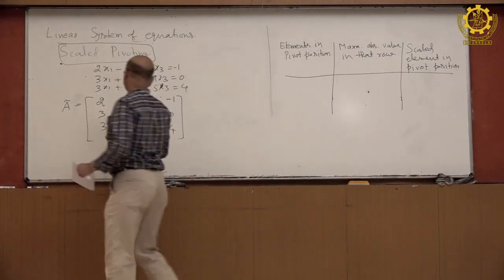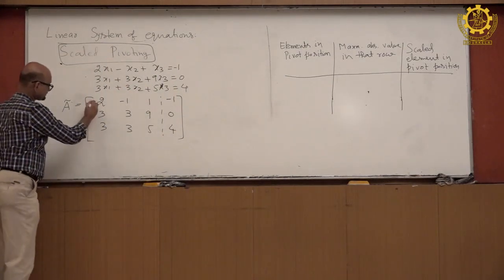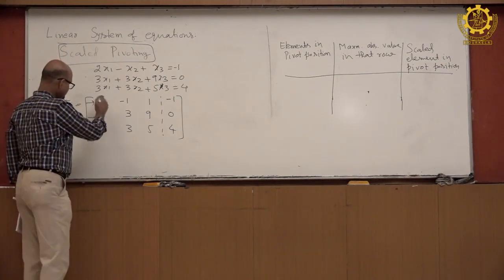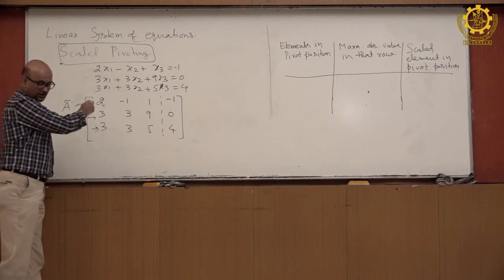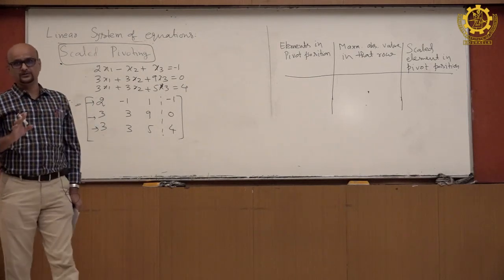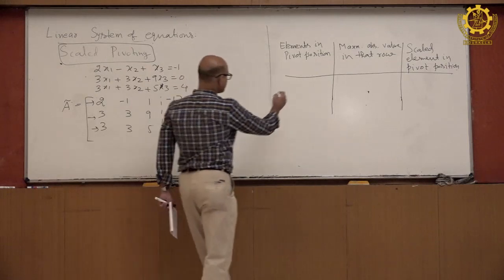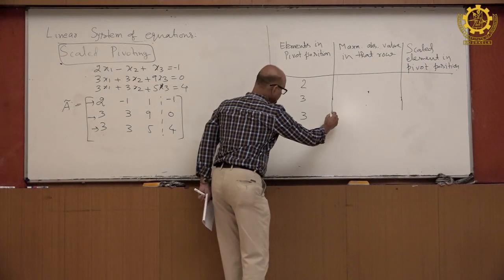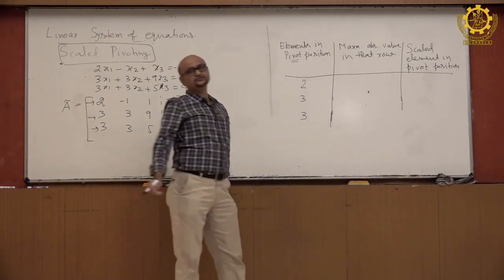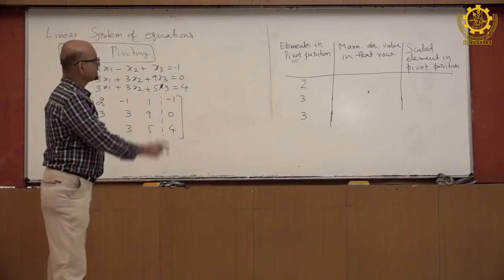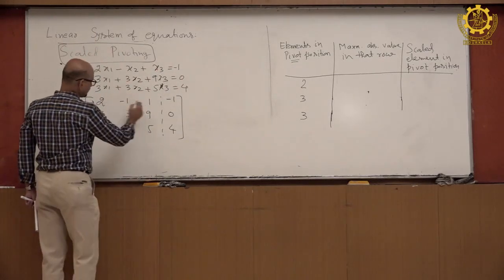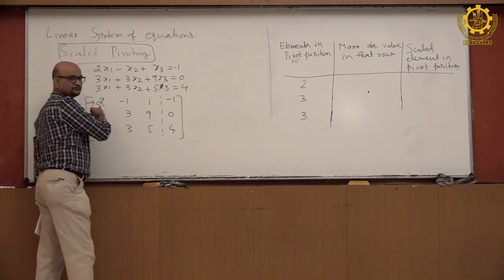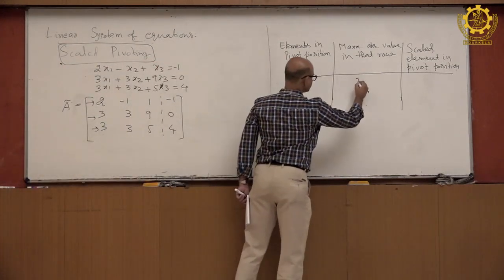So, I have three rows, this, this and this. In the pivot position, these are the elements in the pivot position. Any of them may be pivot depending upon the procedure. Okay? So, I will write first 2, 3, 3. These are the elements in pivot position. Now, I will check maximum absolute value in that row. So, in this row, maximum absolute value is itself 2. Fine? So, I will place 2 here.